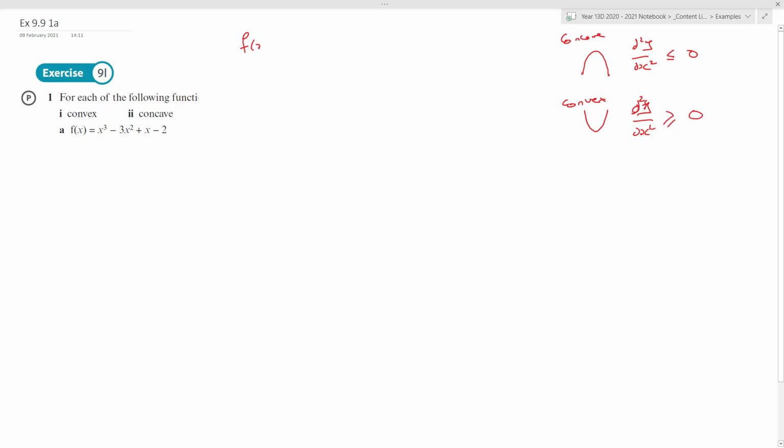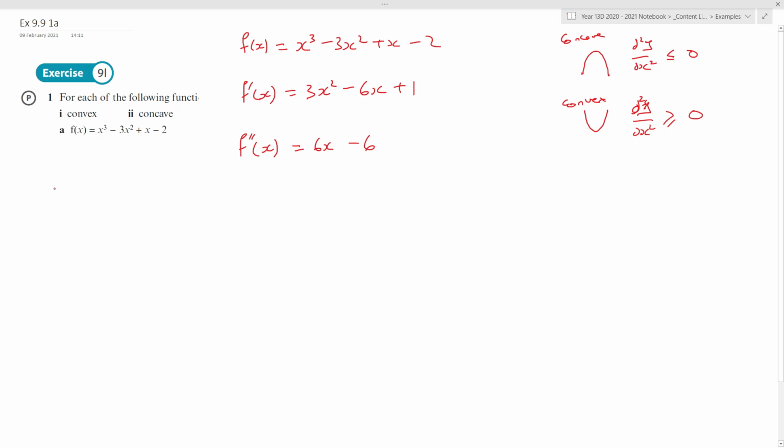So f of x is equal to x cubed minus 3x squared plus x minus 2. If we find the gradient by differentiating we get 3x squared minus 6x plus 1. If we differentiate the second time, f double dash, we get 6x minus 6.